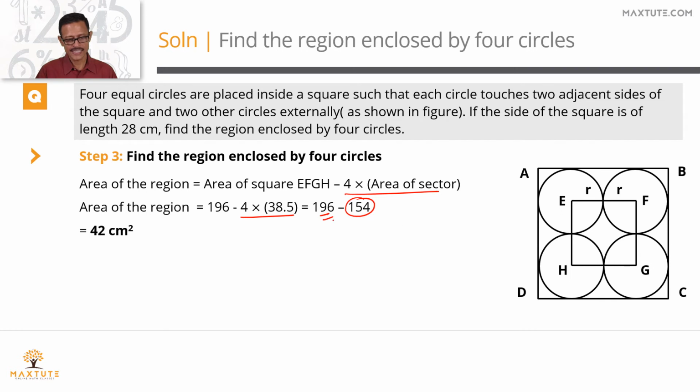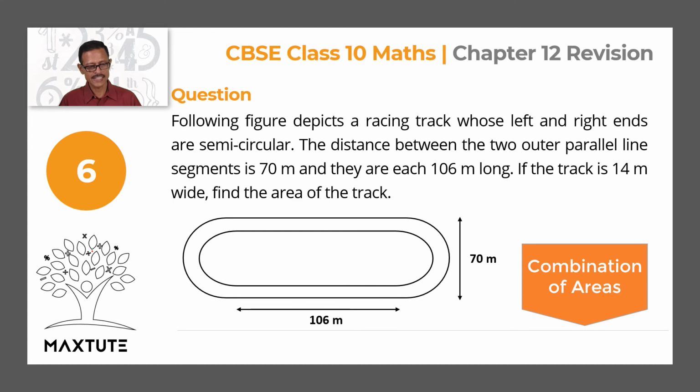Area of the square is 196. Area of the 4 sectors taken together is 154. The difference between the two is the area that we need to compute. That is 42 centimeters square. Move on to the next question.